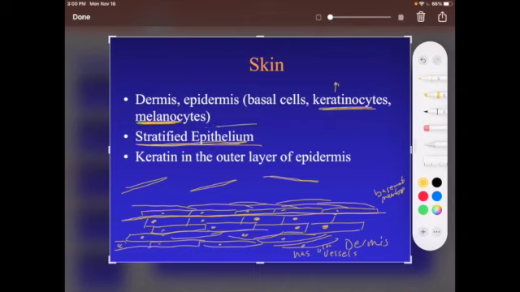Okay, but it's stratified epithelium. Think of skin as literally a wall. It's a physical barrier. And the keratin in the outer layer forms kind of a waxy barrier so that most things can't get in unless you introduce a cut.